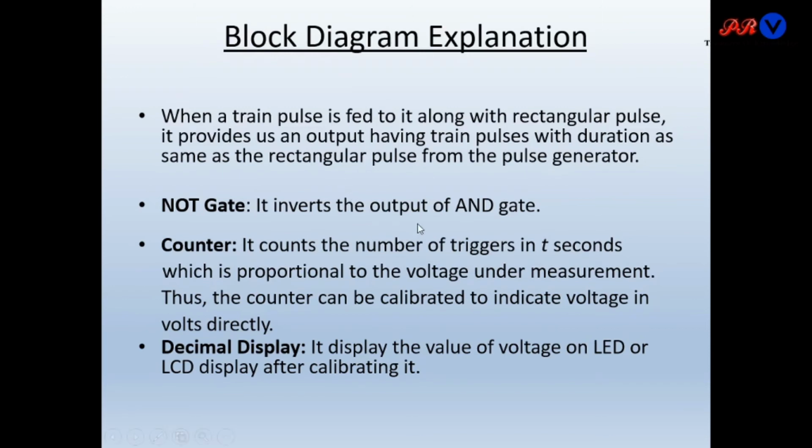NOT gate: it inverts the output of the AND gate. Counter: it counts the number of triggers in T seconds, which is proportional to the voltage under measurement. Thus, the counter can be calibrated to indicate voltage in volts directly. So, here the counter is calibrated in terms of voltage, and the number of pulses it counts is proportional to the applied voltage. This is the basic principle of the DVM. Decimal display: it displays the value of voltage on an LED or LCD display after calibrating it.